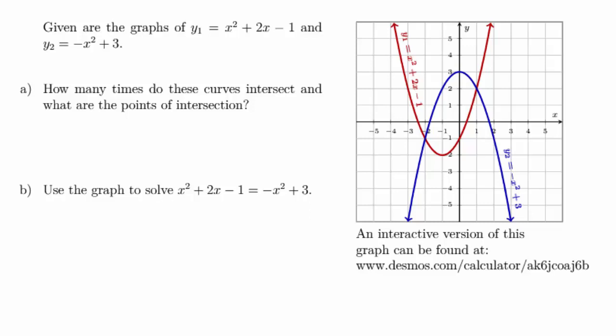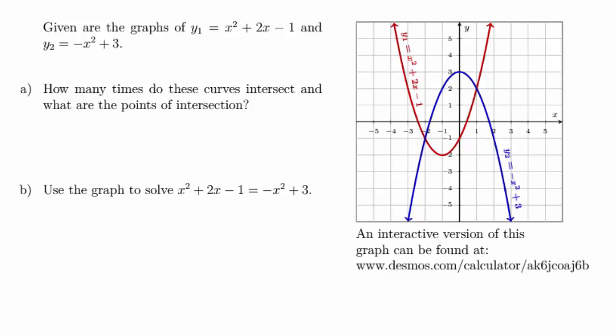To start, we're given two graphs, y1, which is equal to x squared plus 2x minus 1, and is shown in red, and y2, which is equal to negative x squared plus 3, and that's shown in blue. The first thing we want to determine is how many times do these curves intersect, and what are their points of intersection. After that, we'll use the graph to solve the equation x squared plus 2x minus 1 is equal to negative x squared plus 3.